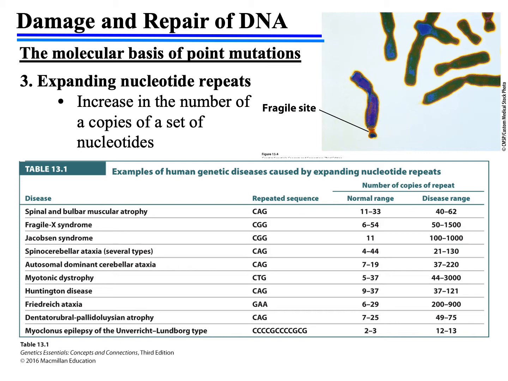So let's look at the first example, which is spinal and bulbar muscular atrophy. The repeat sequence is CAG, and in the normal allele, there are somewhere between 11 to 33 repeats of CAG. In individuals with this particular type of muscular atrophy, there is a dramatic increase in the number of these repeats, anywhere from 40 to 62. And you can look through this table and see multiple examples of that overall.